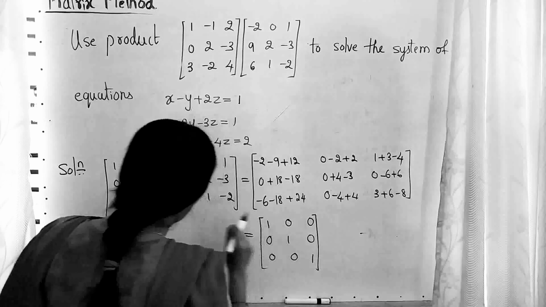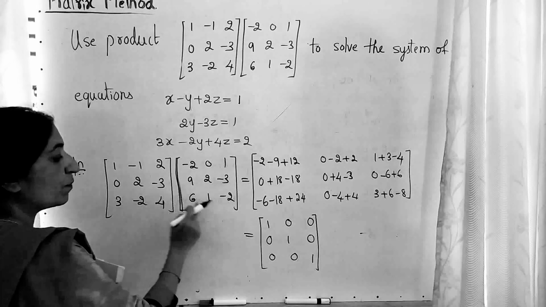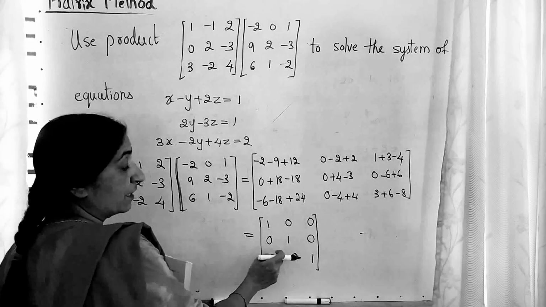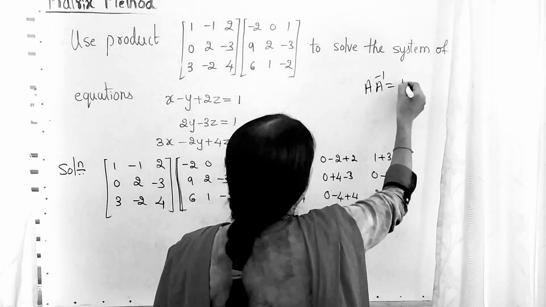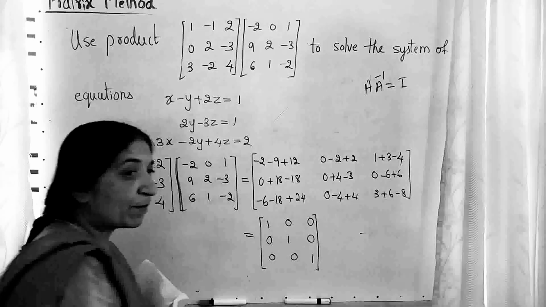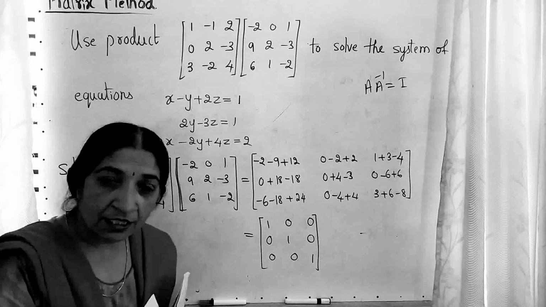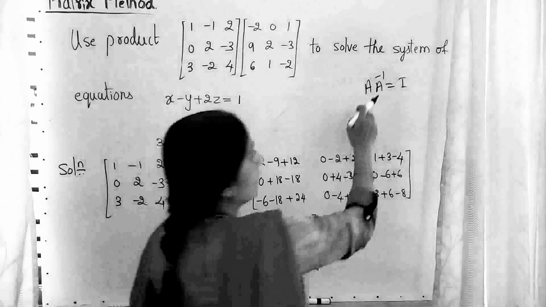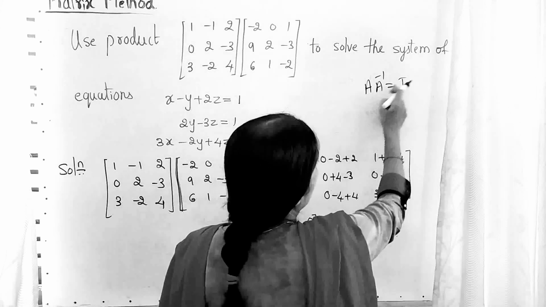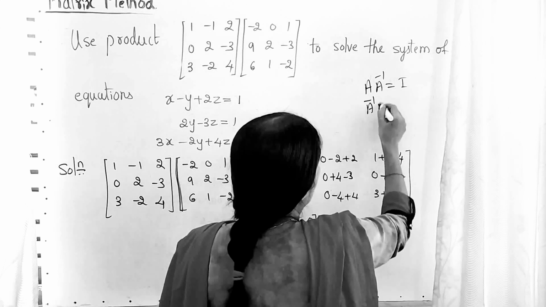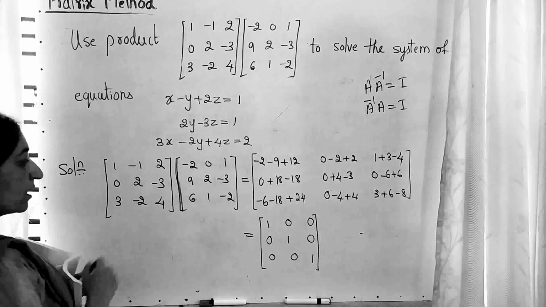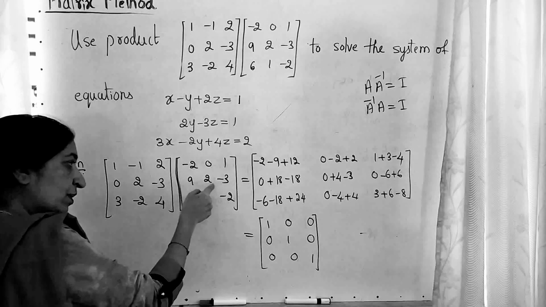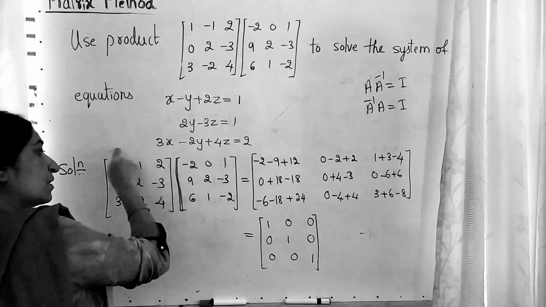Similarly, when you solve, you will get the answers like this. That means here, when you multiply these two matrices, your answer is this. That means they are in the form of A into A inverse is equal to I. If you multiply any matrix with its inverse, then you will get the identity matrix. Either it is in the form of A into A inverse is equal to I or A inverse into A is equal to I. That means you can call this the inverse of this or this the inverse of this.